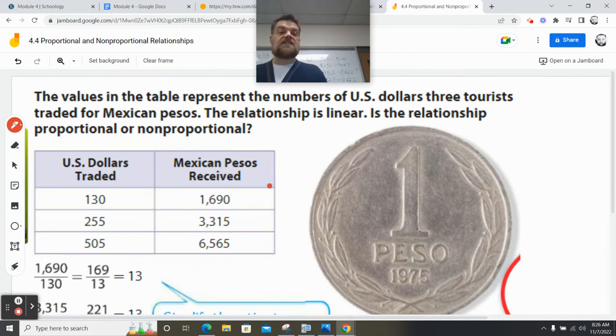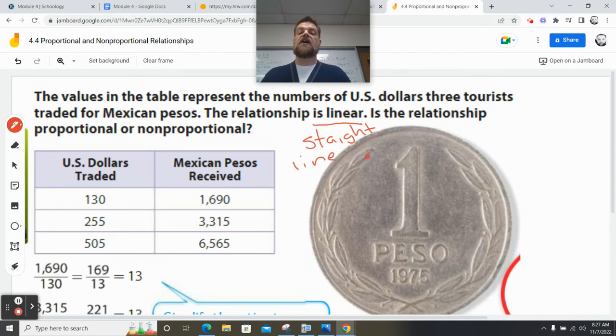The values in the table represent the number of U.S. dollars 3 tourists traded for Mexican pesos. The relationship is linear. What's that mean? No, it doesn't mean that it goes through the origin. It means it has a straight line. So that's the first qualifier. Is the relationship proportional or not?